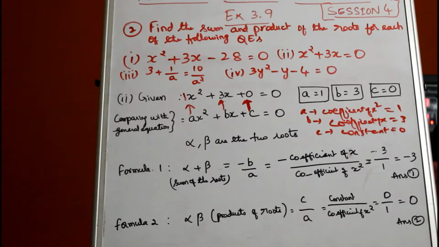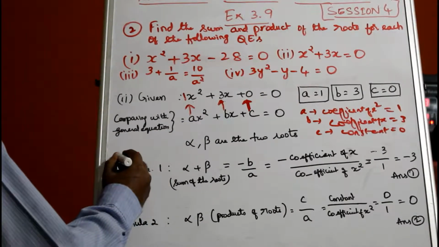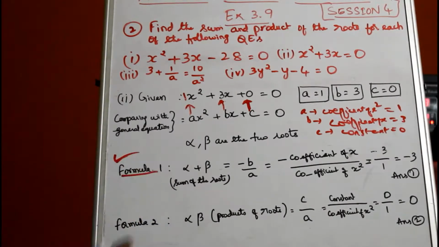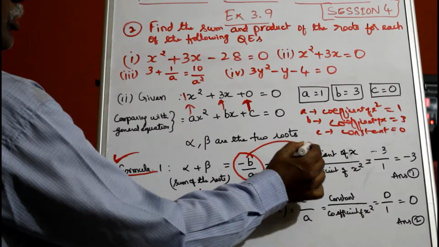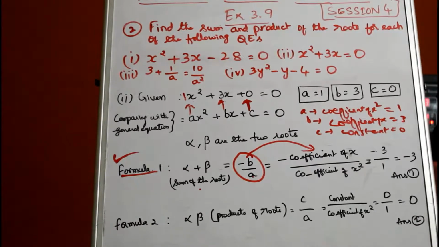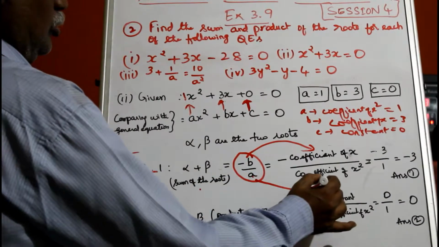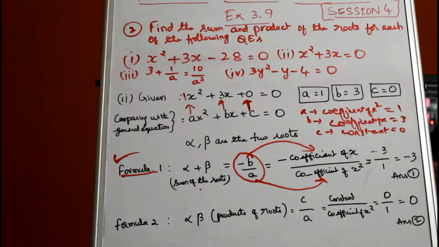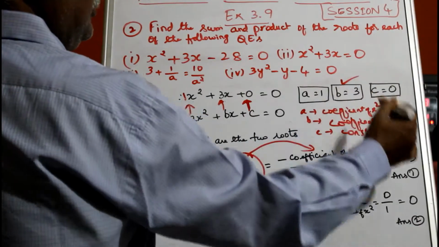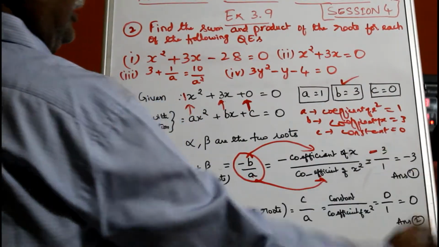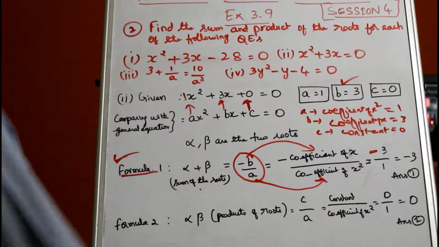Now the sum starts. First you write formula 1. They want the sum of the roots. Alpha plus beta is called the sum of the roots. The formula is minus b by a. b is coefficient of x, and a is coefficient of x square. Don't forget the minus, and b is 3. So you get minus 3 by 1, which is equal to minus 3.